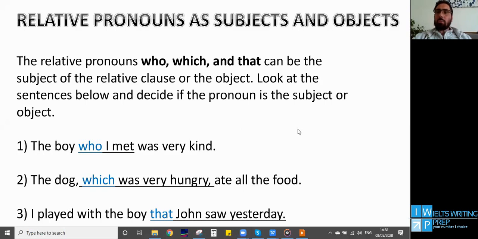Can you tell me why that is an object? Thank you. Some of you are saying it's followed by a noun, but I would like to say it's not followed by a verb. I think that's better. There is no verb after it. So with number 2, we have which followed by a verb, so it's a subject. In number 1, who is followed by a pronoun, which means it is not a subject. Here we have that followed by John and not a verb, so it means that is an object. Of course, who is referring to the boy, which is referring to the dog, and that is referring to the boy.